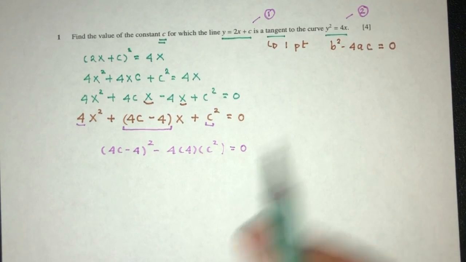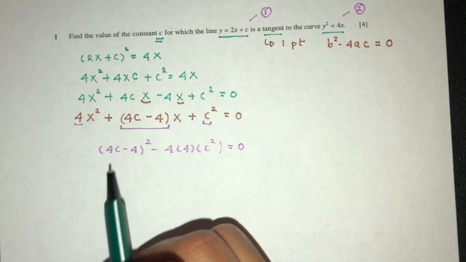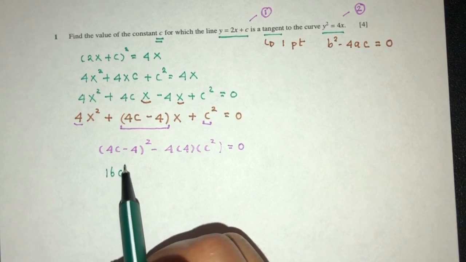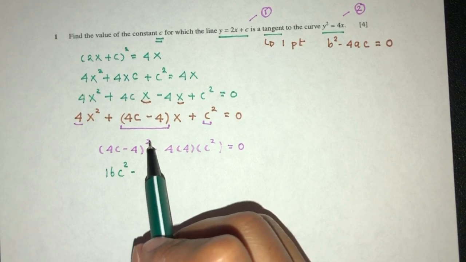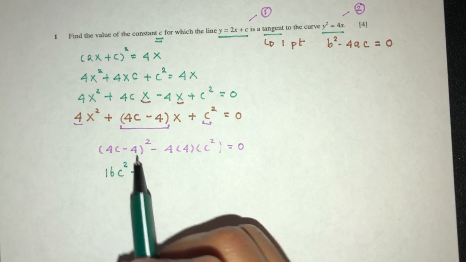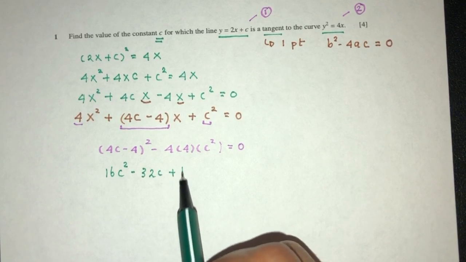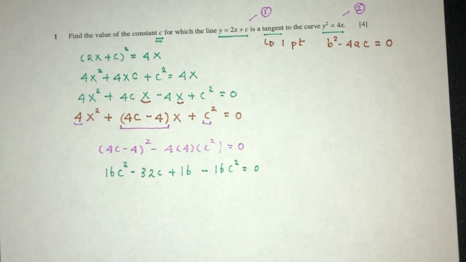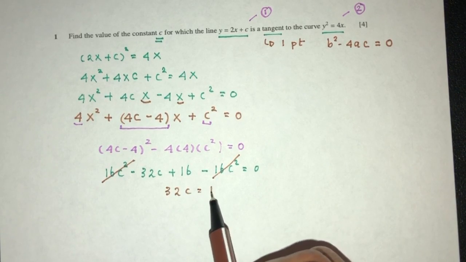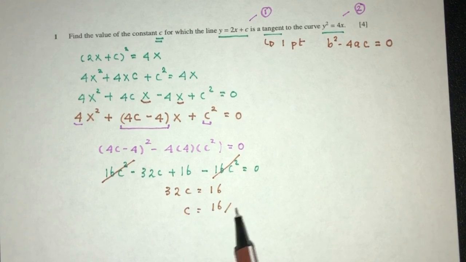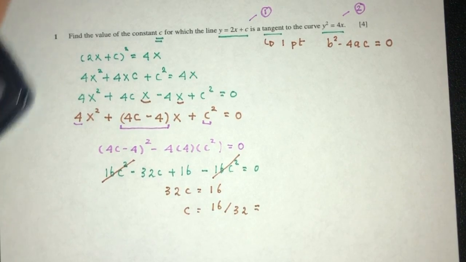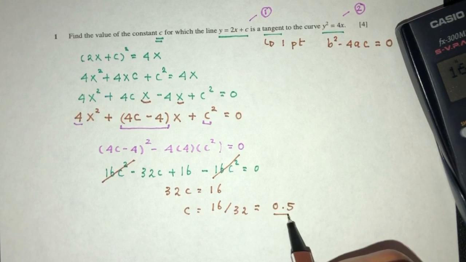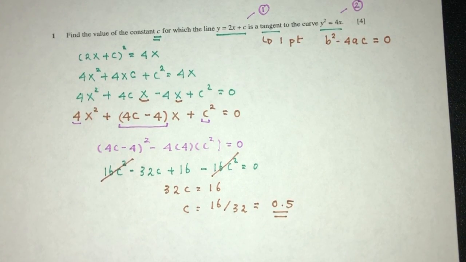Now we just have to solve this equation and find the value of c. So one by one, here we can expand. Here you will have 16c squared minus, so 2 times 4 is 8, 8 times 4 is 32c, plus 16, then minus 16c squared. So this and this will cancel out, obviously, and then we have 32c has to be 16, so c has to be 16 divided by 32, which will be half. But you can always double check to see if that is correct. So indeed, the value of c will be 0.5. And that will be question 1.